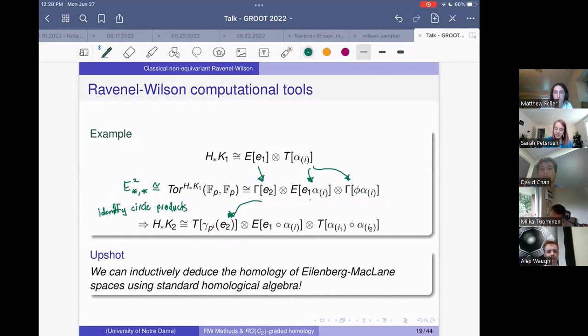And then the E1 suspension is simply the same thing as circling with E1. And then using the bar spectral sequence pairing, you can compute that divided power on this transpotence really, in fact, corresponds to something that's truncated polynomial on circle products of these two generators. So the upshot of this is that we can inductively deduce the homology of Eilenberg-MacLane spaces using standard homological algebra, which is really cool.